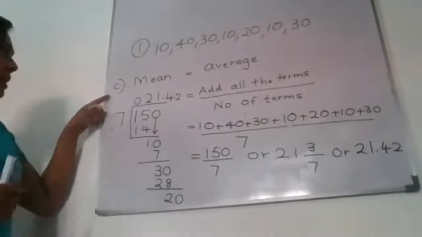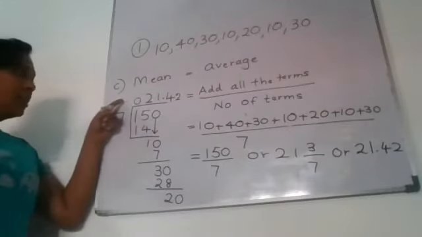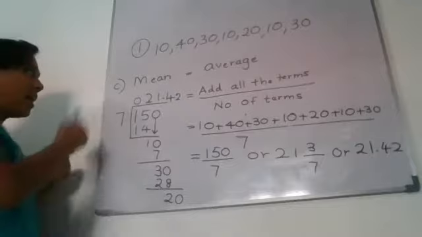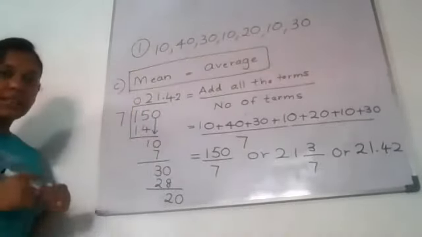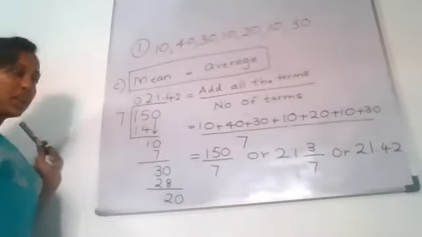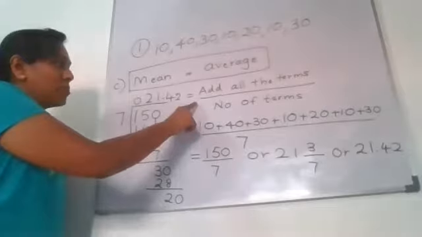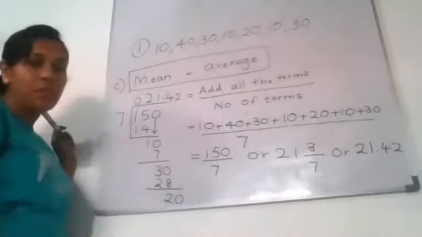Now I will explain again how I found the mean. Another name for mean, we can say average, right? Now I'm going to find the mean of this set of data. This is what we have to do. You have to add all the terms and divide by the number of terms.